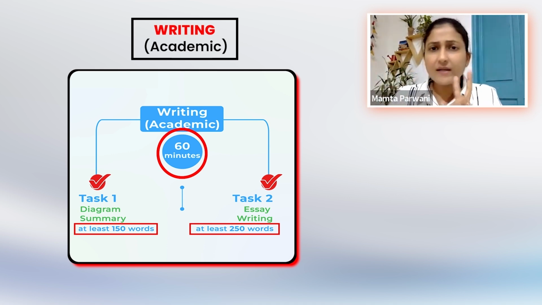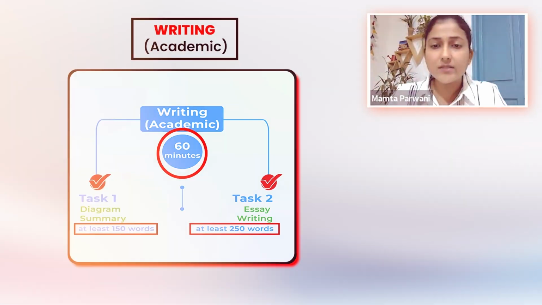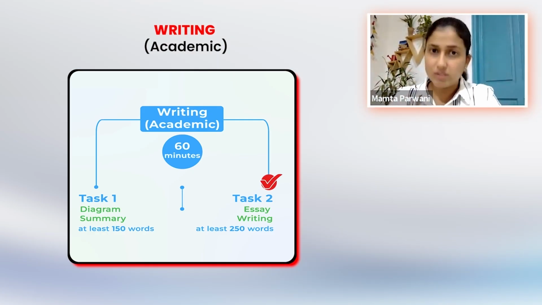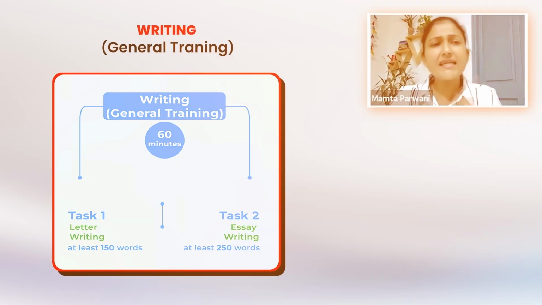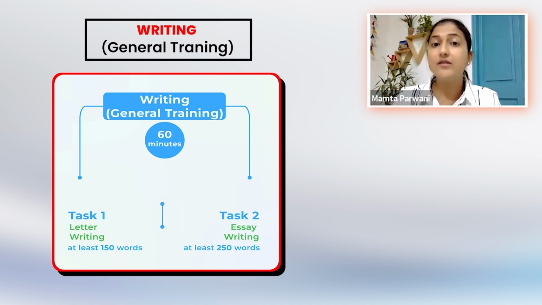So we have seen that there are 2 tasks for writing academic which are to be completed within 60 minutes. For task 1, you should write minimum of 150 words. For task 2, you have to write minimum of 250 words, right? Now let's see what are these tasks. We'll talk about task 2 first. In task 2, you have to write an essay of at least 250 words. Okay. Task 1, we'll come to that later. Let us first look at writing general training.